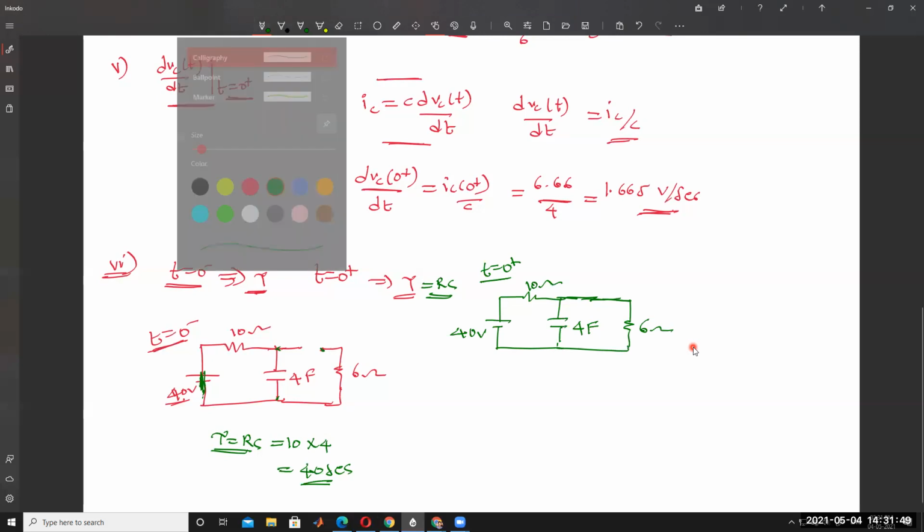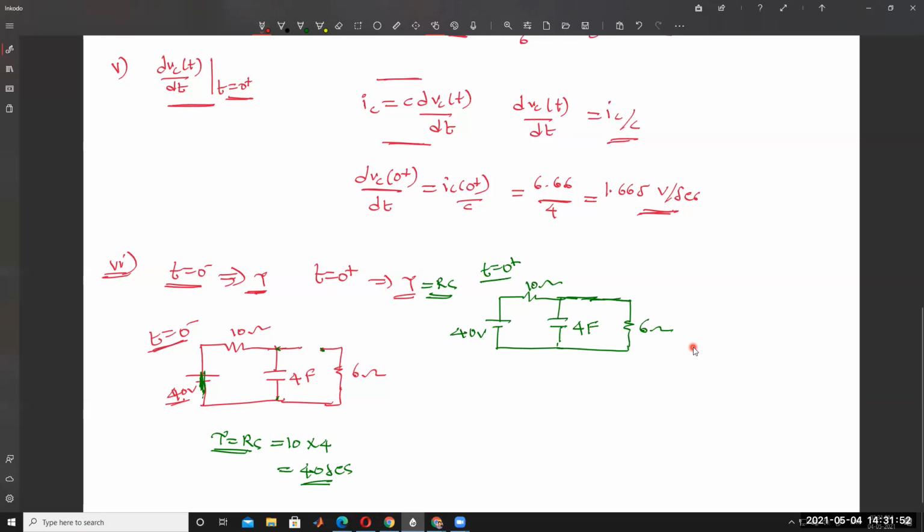So how to find the time constant? By short circuiting the voltage source, the time constant is equal to R equivalent into C. Here the 10 ohm resistor and 6 ohm resistor become parallel, and this resultant becomes in series with the 4 farads. So R equivalent is 10 into 6 divided by 10 plus 6, and then RC with 4 farads. So what is the time constant here?